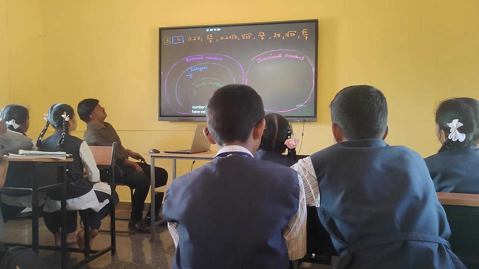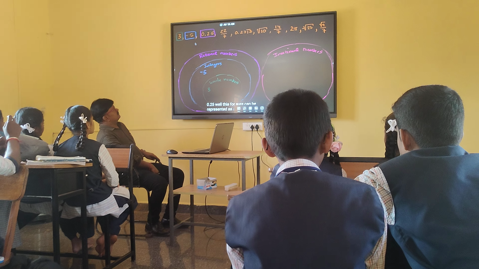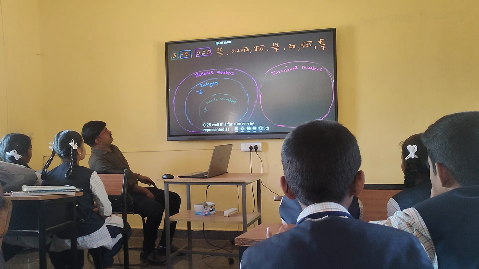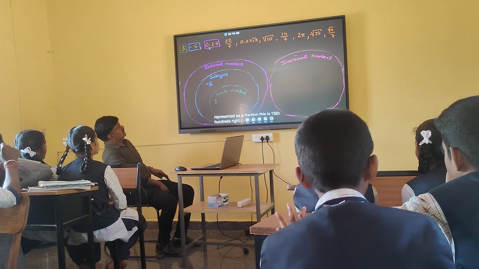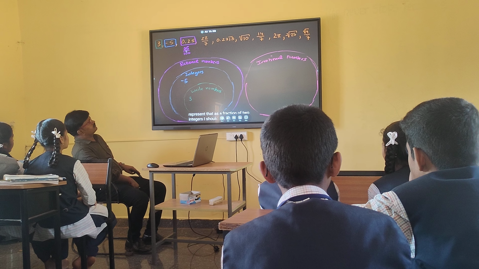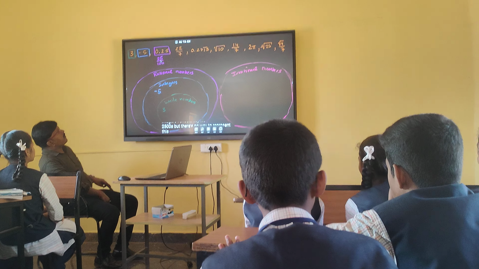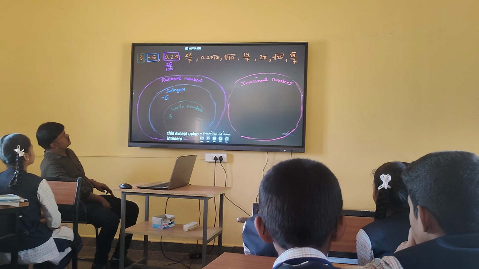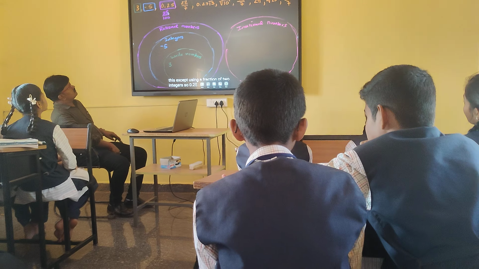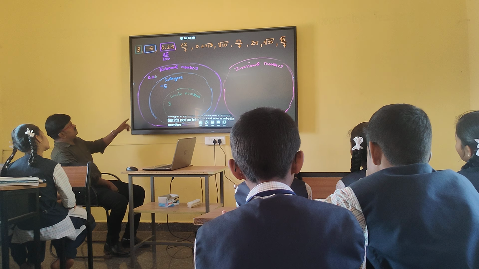Now we have 0.25. Well, this for sure can be represented as a fraction. This is 25 hundredths right over here. So we can represent that as a fraction of 2 integers. There's no way to represent this except using a fraction of 2 integers. So 0.25 is a rational number, but it's not an integer and not a whole number.